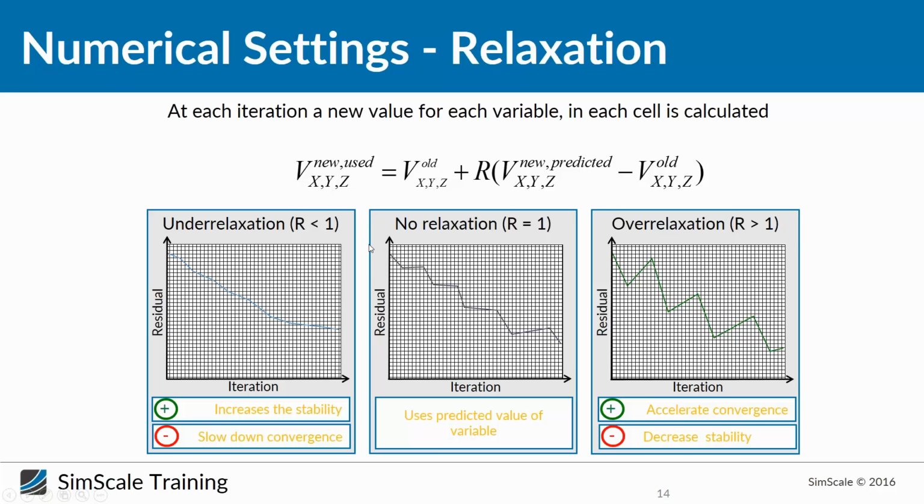And then let's say we have this average residual graph. If we use a factor smaller than 1, we will massively increase the stability.